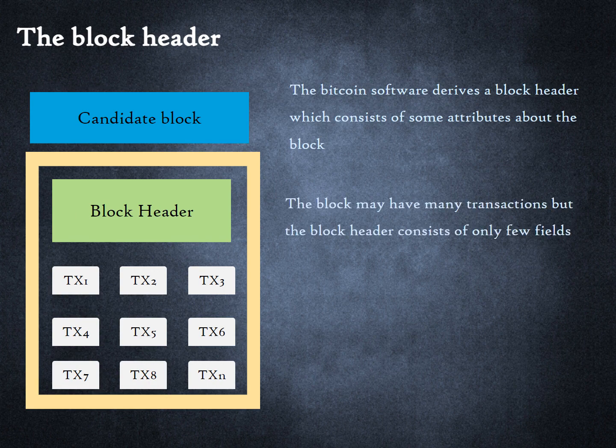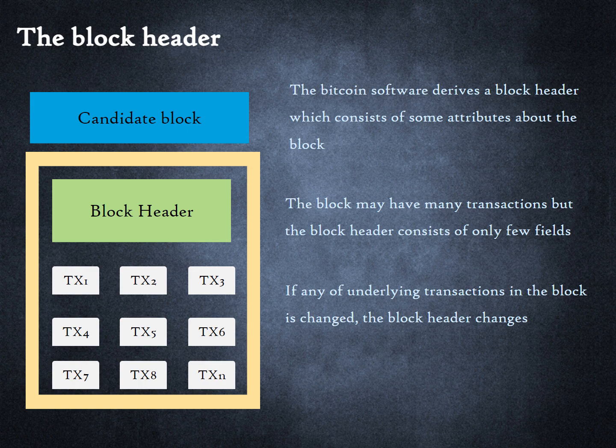The block may have many transactions, but the block header consists of only a few fields. At this point, we don't need to understand what these attributes mean except to know that if any of the underlying transactions in the block is changed, the block header changes. There is one block attribute which is of interest to us. It is the nonce. Next, we will learn about this.